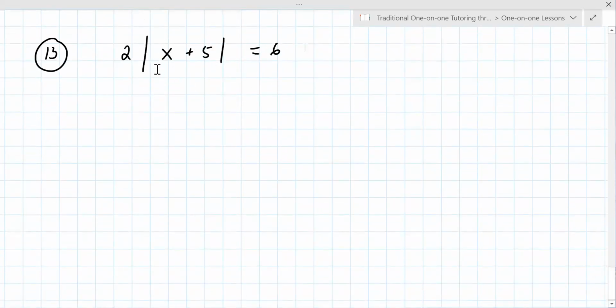So my question to you, and this is very important here, is again, is the absolute value by itself, or is there something going on that's keeping it from being by itself? The answer is no, it's not by itself. What is this 2 doing? How is the 2 operating on it? Your options are it's adding, subtracting, multiplying, or dividing.